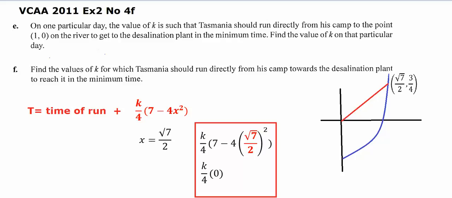This is for Year 12 Methods. It's an explanation of 4F for VCAA 2011 Exam 2, question number 4. In question number 3, you're asked to give the value of k such that Tasmania would directly run from the camp to the point 10. So here is the camp, and he's running directly here to 10.